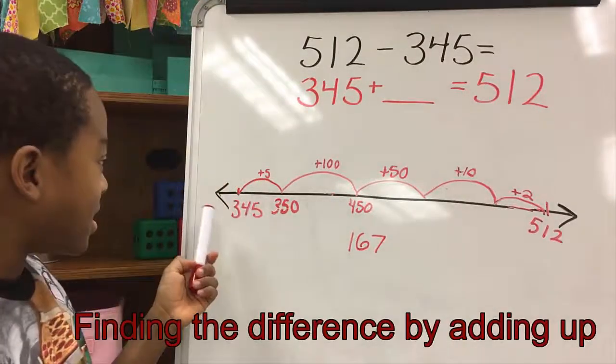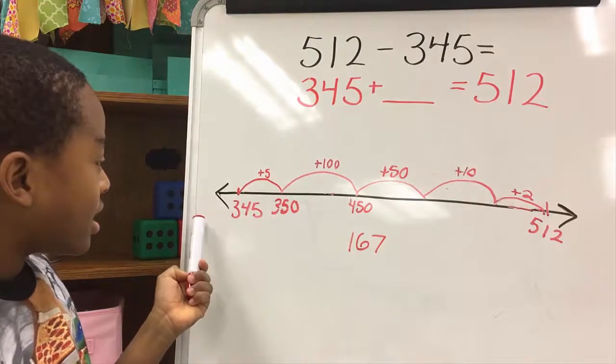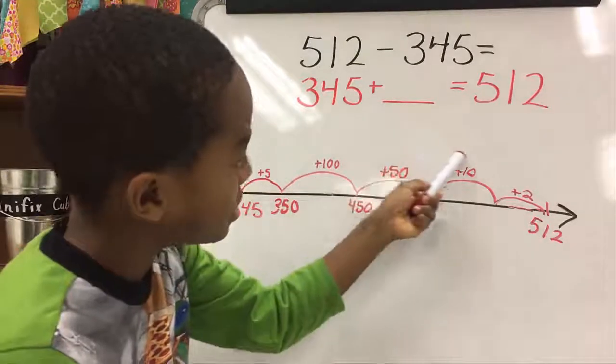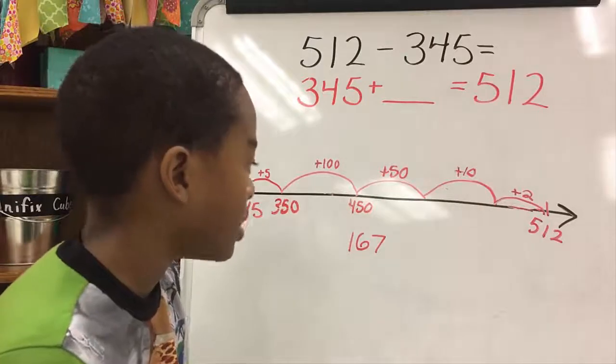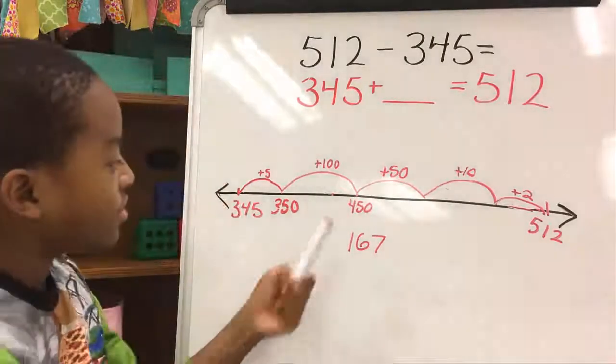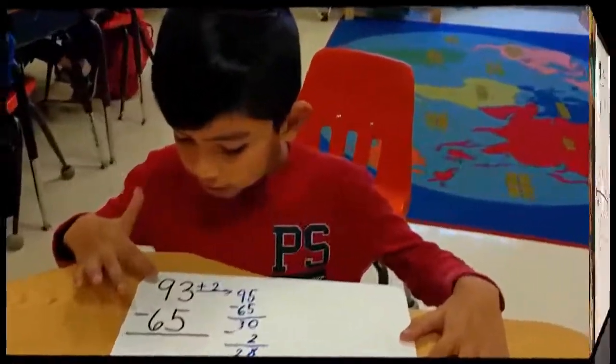I can use a number line to find the difference. I start at 345 and count all my hops, the tens, the ones, and the hundreds to get to 512. My difference is now 167.